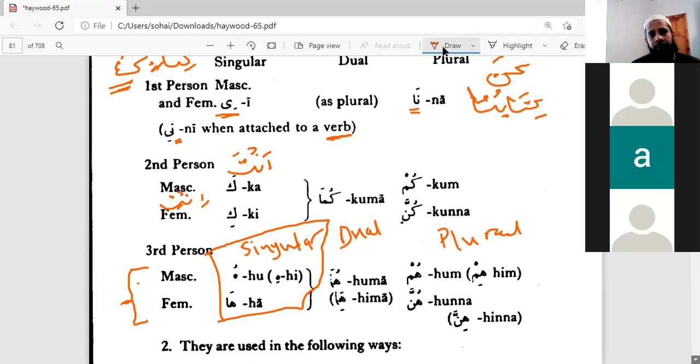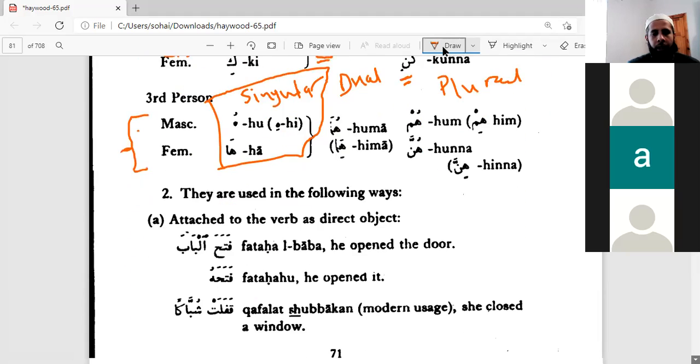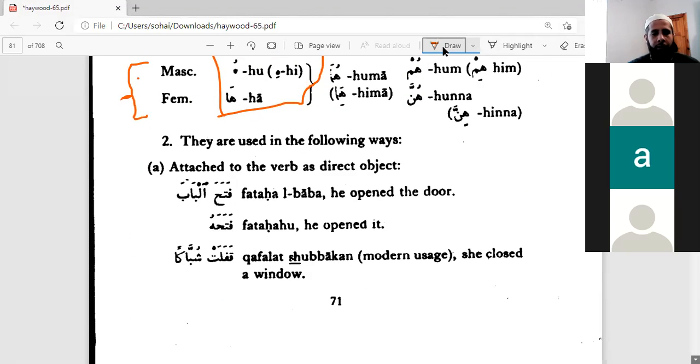First of all, kitabuki. What I don't want you guys to do when you do the next lesson is write kitabu anti. Don't do that. I can see a common mistake. And kuma is for dual, for both masculine and feminine. Normally it's antuma, you two, for both masculine and feminine, but here it is kuma, kitabukuma, book of you two. And for plural, we have kum and kunna. So normally we have antum and antunna. Does that make sense? You just have to memorize it, and the more you apply it, the more you will remember.